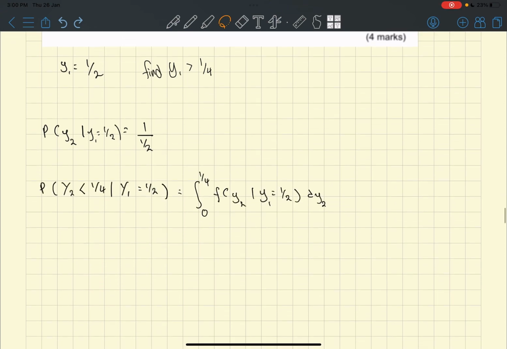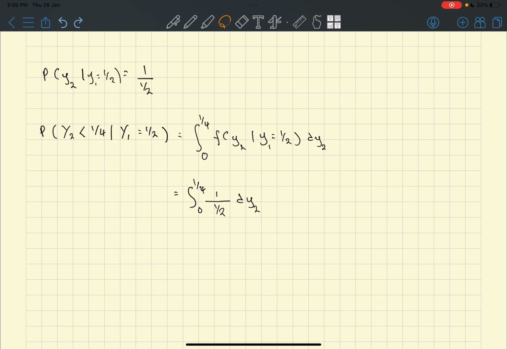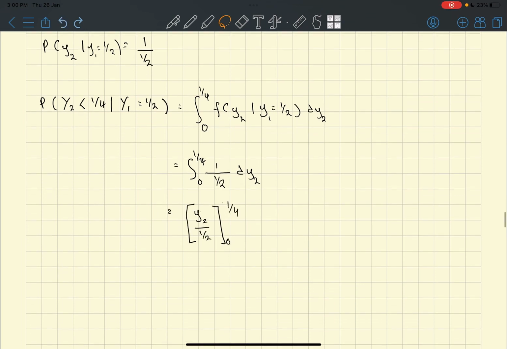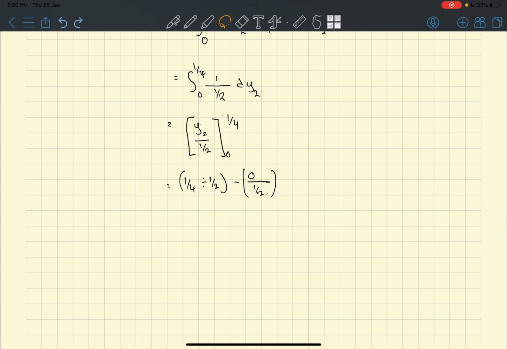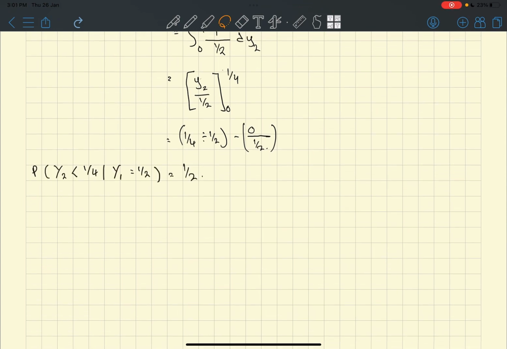Then we put in the function: the probability of y2 more than 1 over 4, conditional on y1 equals 1 over 2, equals, we need to integrate the function y2 conditional on y1 equals 1 over 2, with the limit 0 to 1 over 4. Then we will get this 1 over 2. We need to integrate it, and when we integrate it, we will get y2 over 1 over 2 with the limit 0 to 1 over 4. We put in the limit in the y, and we will get the probability of y2 more than 1 over 4, conditional on y1 equals 1 over 2, equals 1 over 2.